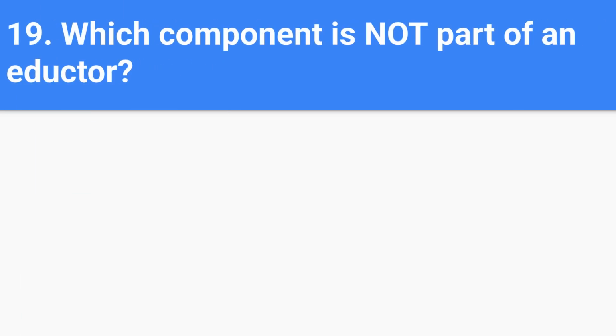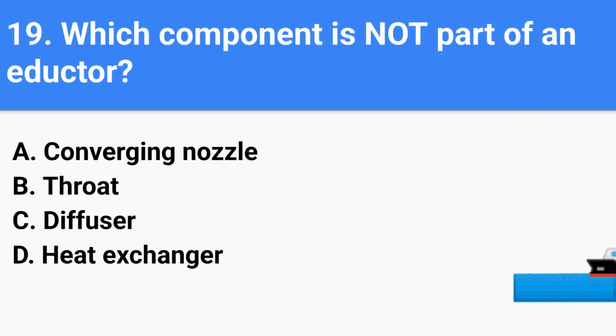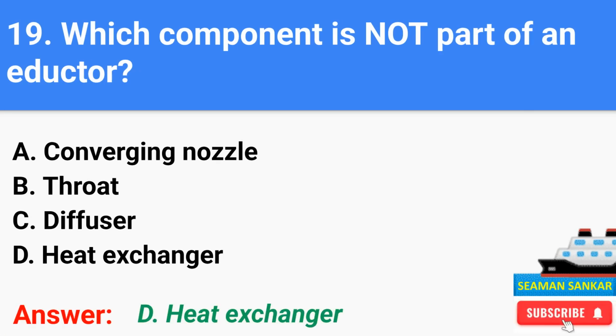Question 19. Which component is not part of an eductor? A. Converging nozzle, B. Throat, C. Diffuser, or D. Heat exchanger. The component that is not part of an eductor is D. Heat exchanger. Eductors consist of a nozzle, throat, and diffuser.